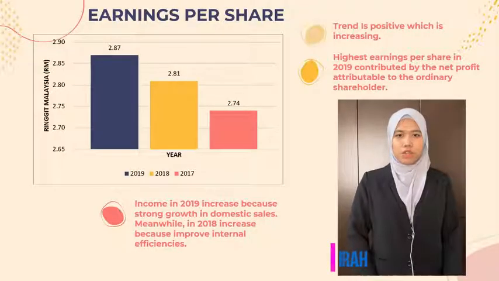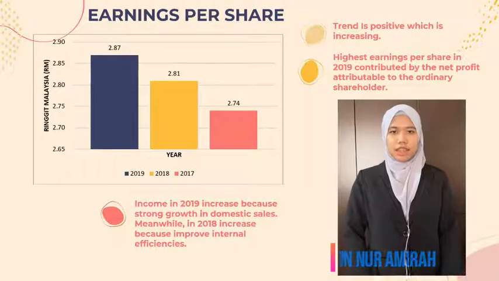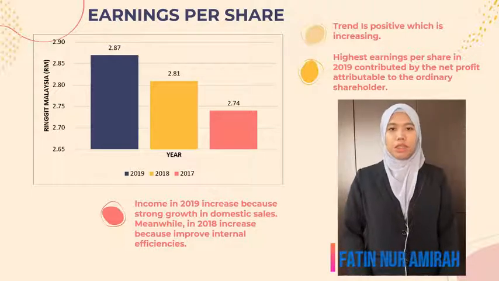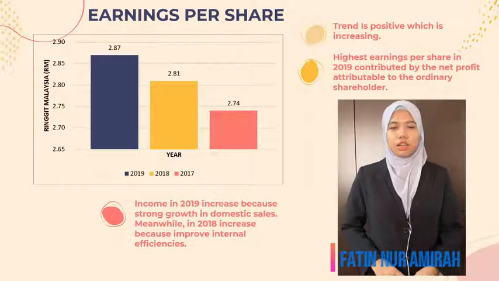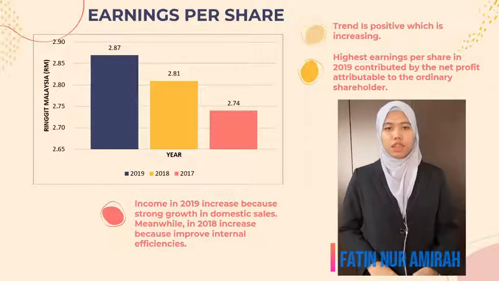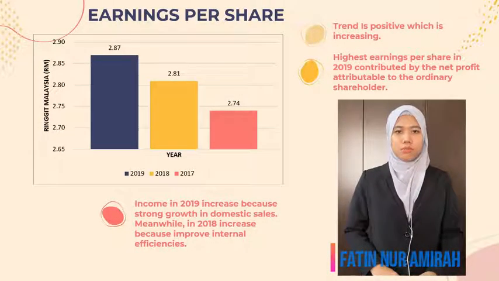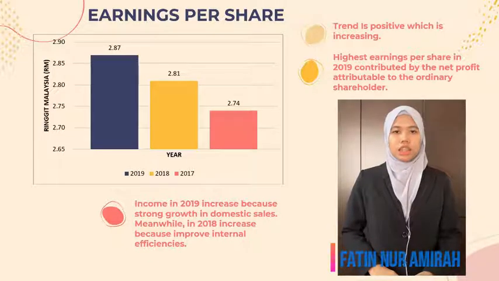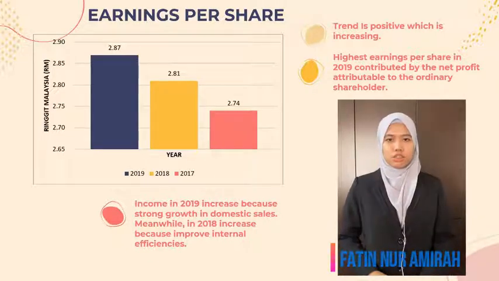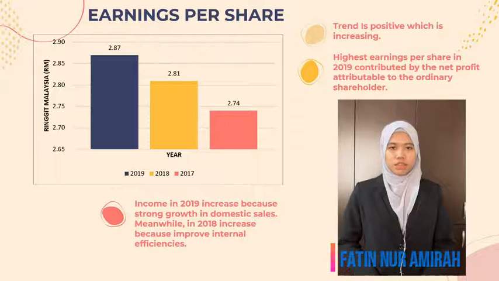Now, I will explain one of the market ratio analyses, which is earnings per share. Based on the graph, the earnings per share of the company shows an increasing trend from year 2017 to 2019. The increase in earnings per share in year 2019 is because of the highest net profit attributable to the ordinary shareholder. This is contributed by the strong growth in domestic sales.